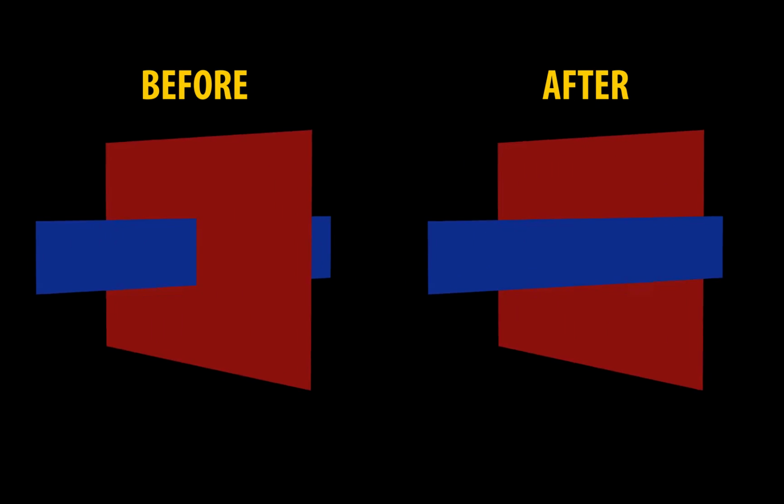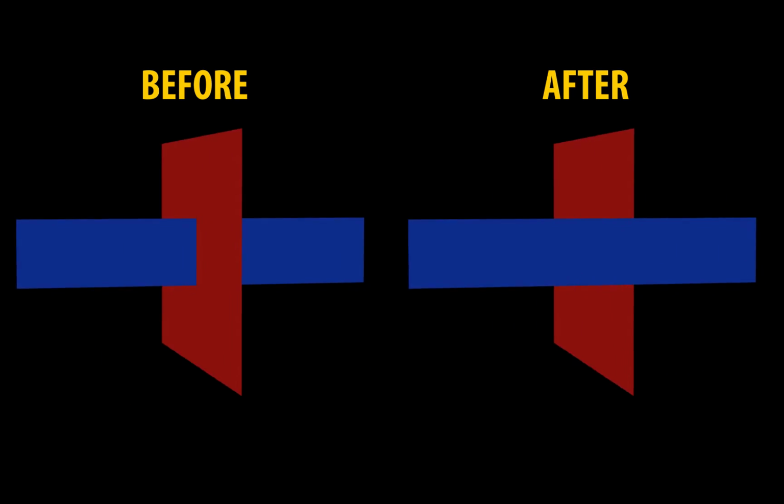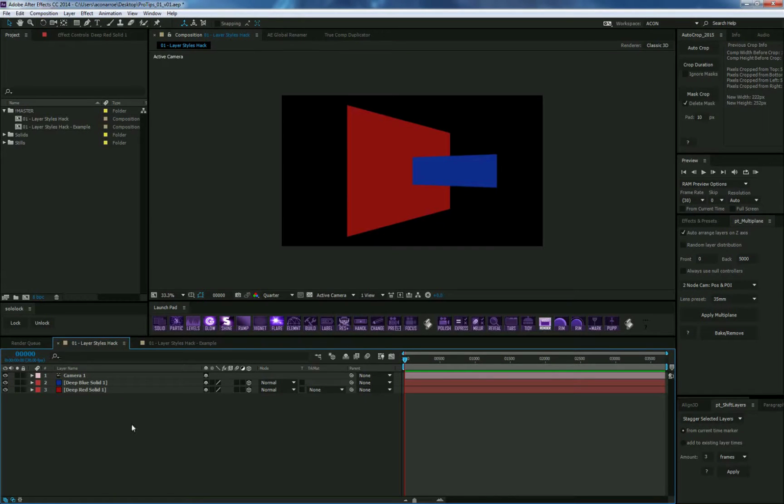Today I just want to show you a quick trick in After Effects for how to hack through layer order. So in After Effects, I have a blue solid and a red solid, and they're both 3D objects, and I threw a camera in there.